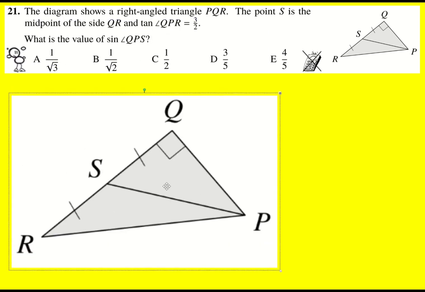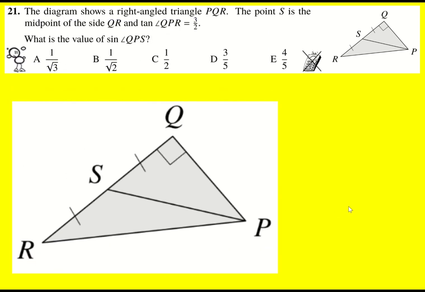I'll work with a bigger diagram in this question. We have that tan of QPR, which is this angle here, is equal to 3 over 2. We also have that S is the midpoint of the side QR, and we're being asked for sine of QPS, so this angle here.